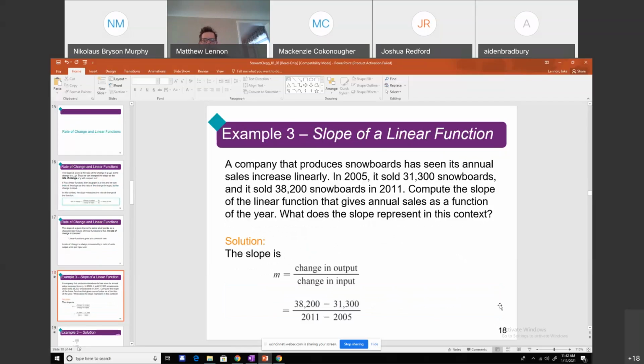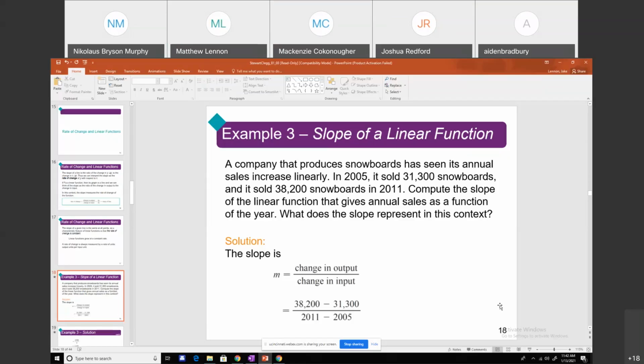Okay, so let's look at this one. This is not really much of an example for anything mathematically difficult. You just plug in the numbers they give you into the slope formula. But let's think about how we would interpret the units. So we have a company selling snowboards, selling 31,300 in 2005 and 38,200 in 2011. So what are my output units? My output units are the number of snowboards sold, and my input units are years.